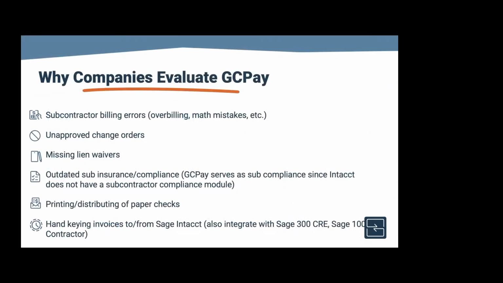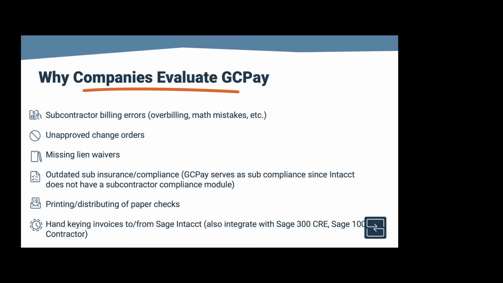So why do companies look at GCPay? You may be asking yourself, okay, sounds interesting, but why would my company look at something like this? The answer is, I have the 6 main issues that our current Sage and Sockeye customers were experiencing before GCPay. If you're thinking about your current process and you have issues with subcontractor billing errors, this could be overbilling, math mistakes, anything like that you're manually having to double or triple check or having to catch after, GCPay will eliminate all of that.